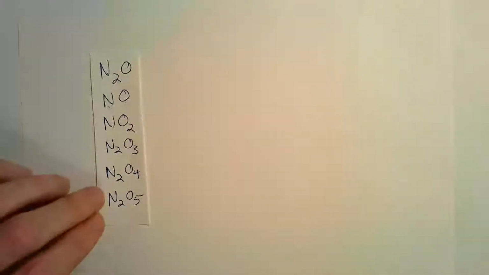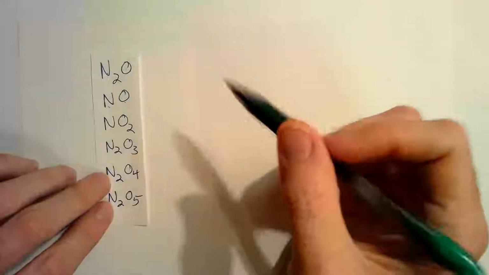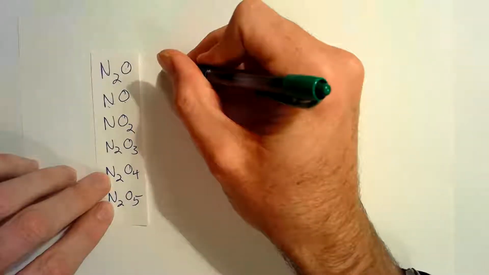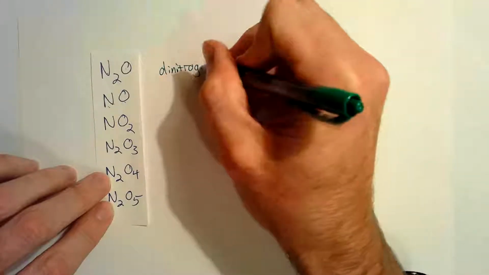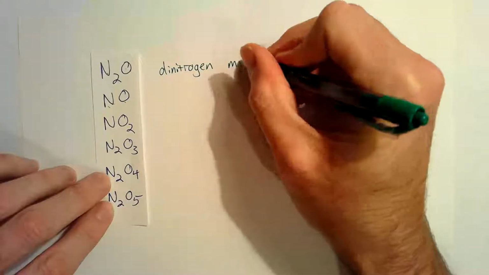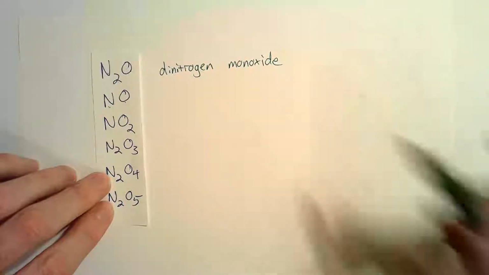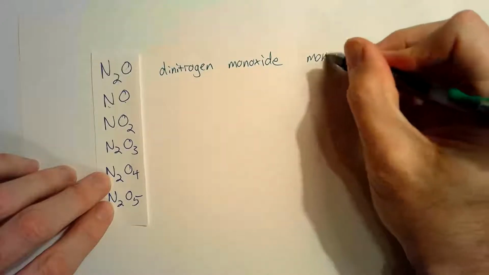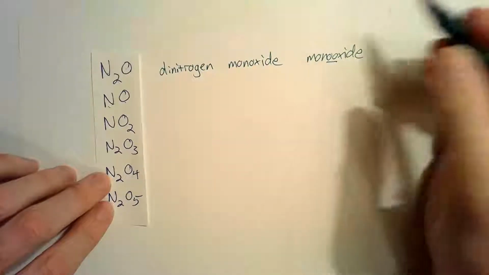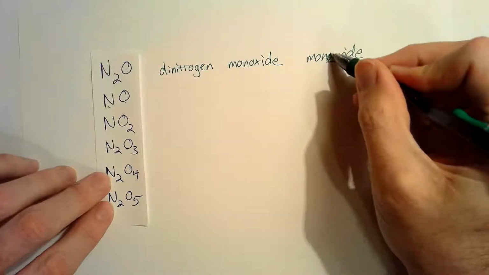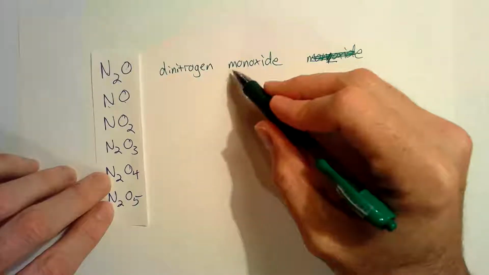So the first one is going to be, I have 2 nitrogens and 1 oxygen. So that means it's going to be dinitrogen monoxide. Notice that I didn't write monooxide, because you see there's 2 O's here, and so we drop one of the O's just to make it sound better. So we'll use monoxide.